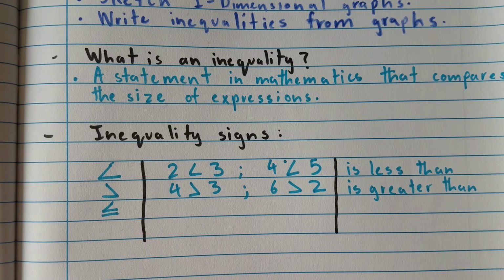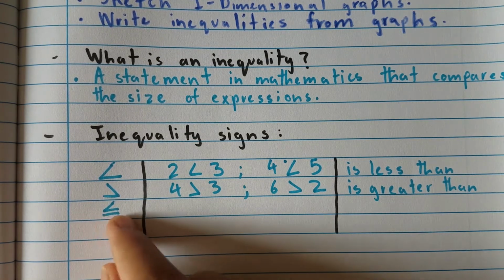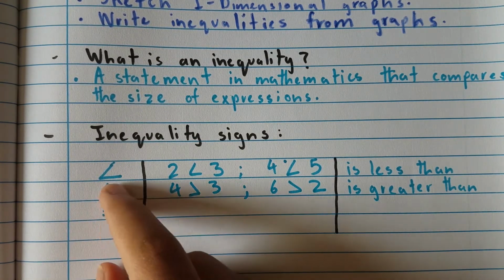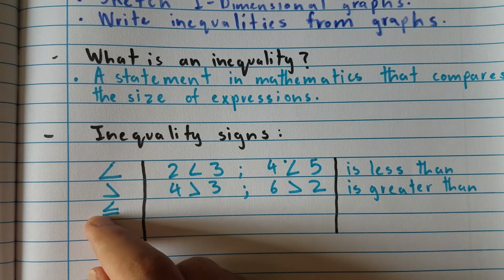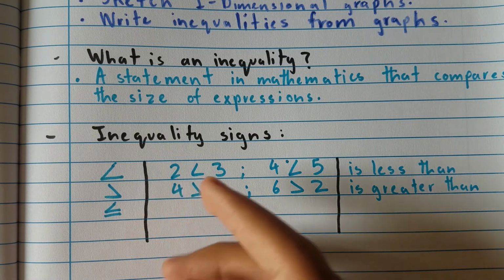And here's another inequality sign. Now this sign is a combination of the less than sign and the equal sign. You can see that it has the line from the equal sign and it's combined with the less than sign. So what this sign is saying is that something is less than or equal to some other number. So it can be either one of these.